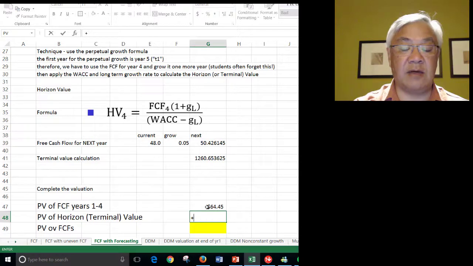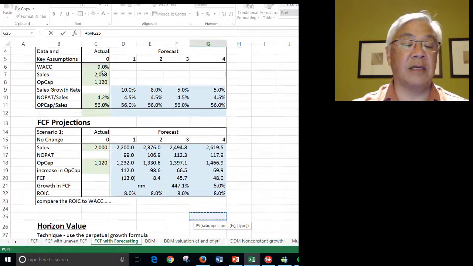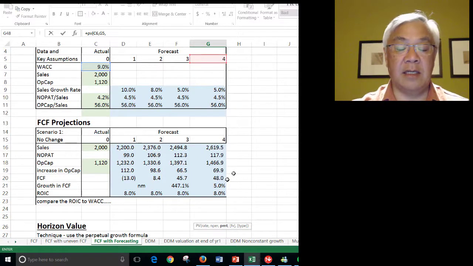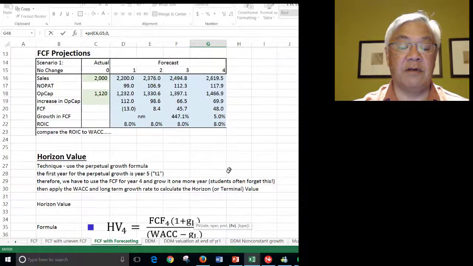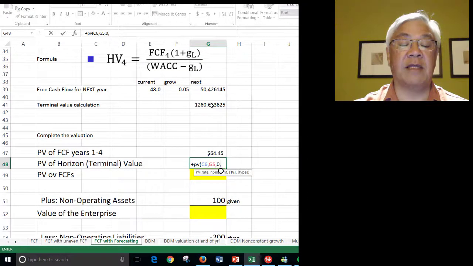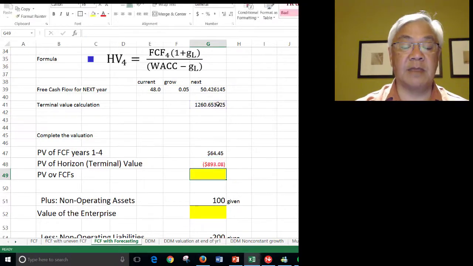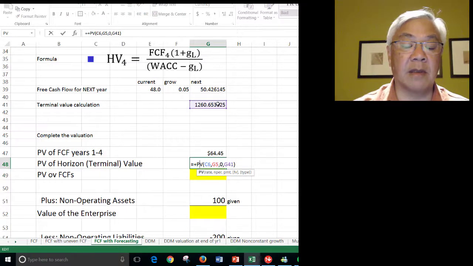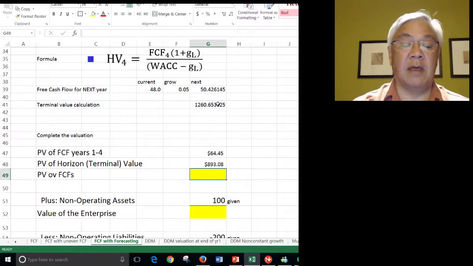So with this one, since it's a single payment, PV of the rate is 9%, comma, the number of periods, which is 4, comma, the payment, which is 0, comma, the future value, which we just derived right there, close parens. So oops, let's change the sign. Our total valuation is 957.